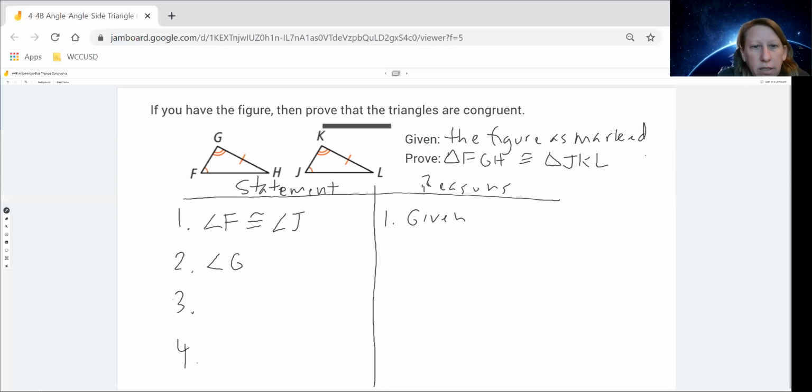Angle G is congruent to angle K. How do I know that? Angle G has two little marks. Angle K has two little marks. That is also given.